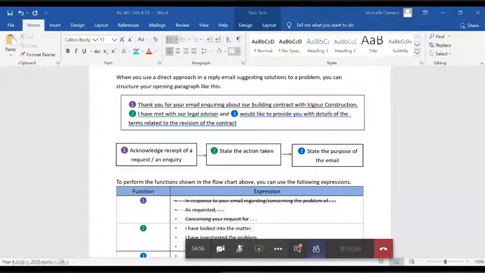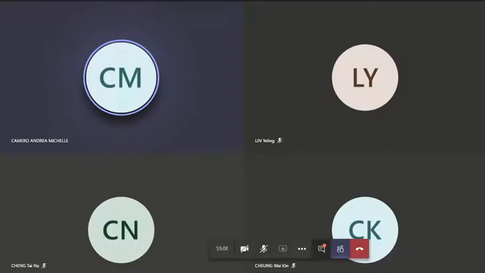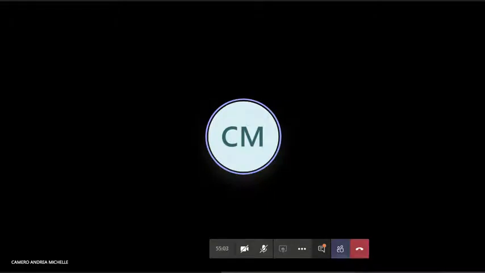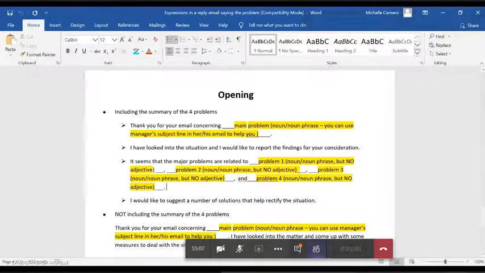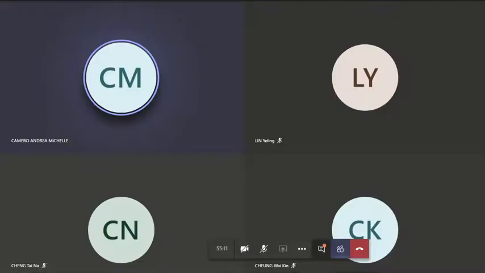But honestly, if you want to know about how to write the opening paragraph, there's 2 things you can do. Either look at this paper that I've sent you and follow this, or the other thing is just look at all the sample answers I've given you.